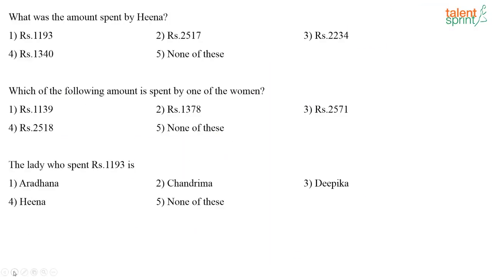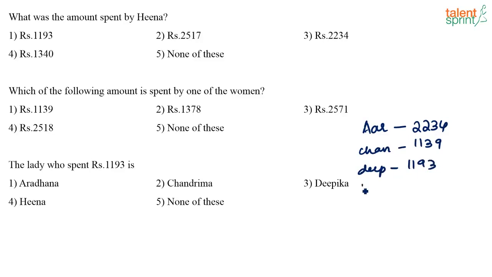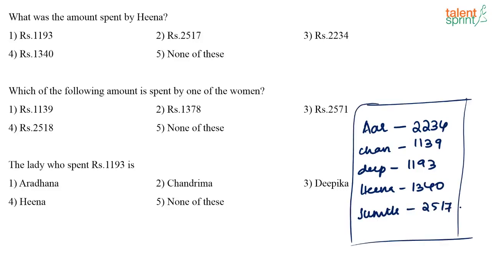Clear, right? So let me just write down the final arrangement here. Aradhana is 2234, Chandrima is 1139, Deepika is 1193, Hina is 1340 and Sumitra is 2517. This is the correct arrangement. This arrangement satisfies all the given conditions. So we will go with this as the correct answer.